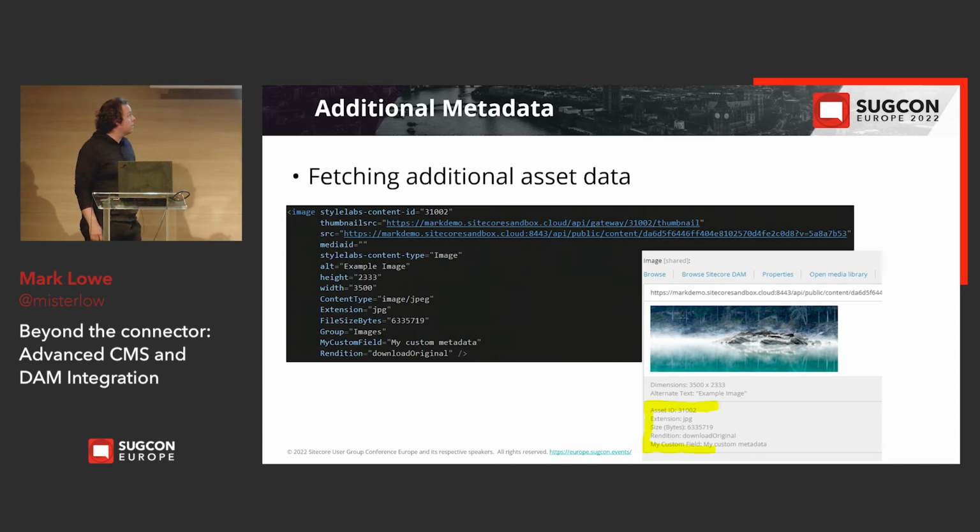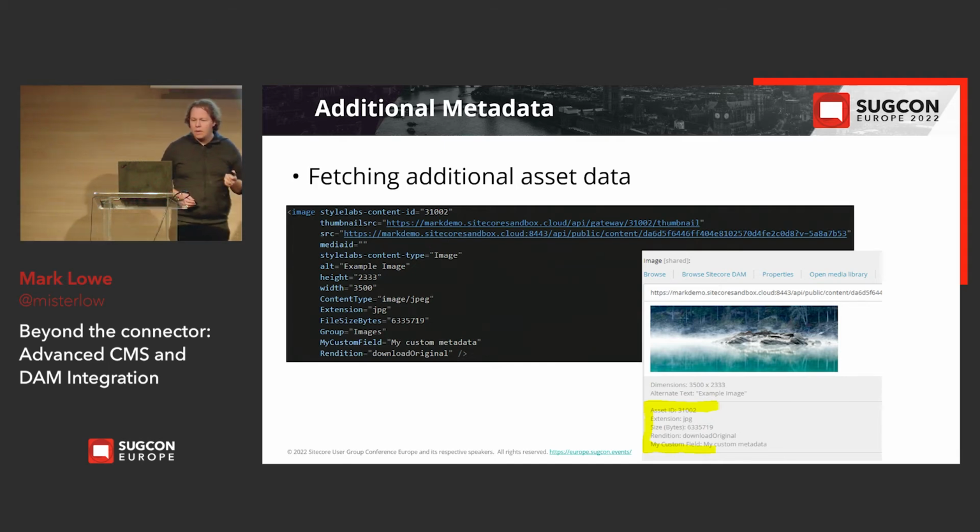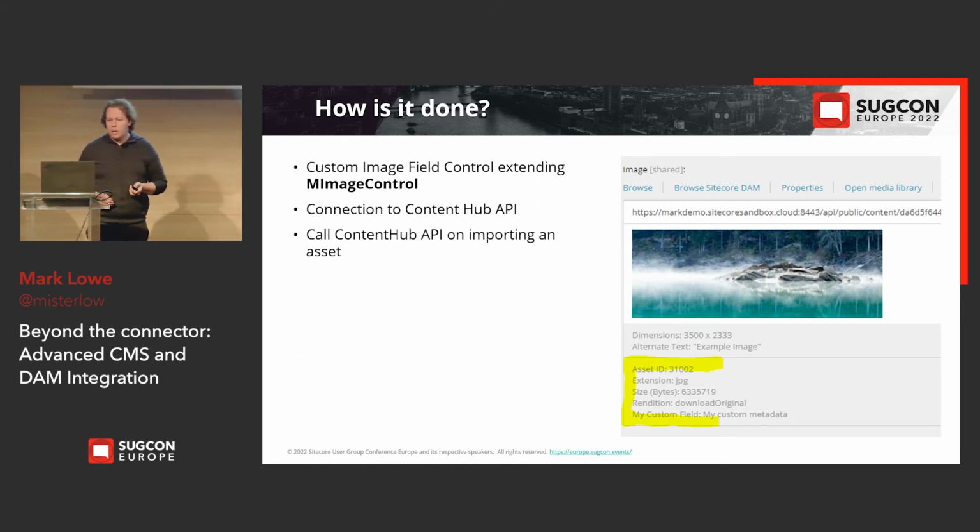What I did here was also display them for the authors. You don't have to do that, but you can if you want. And this can be done by extending the image control. It's called image control, which is an extended standard image control from the CMS. And what you used to have to do is, the moment the asset is picked, open a connection through the ContentHub API, go fetch the additional data that you wanted to have, and then add it to this snippet.